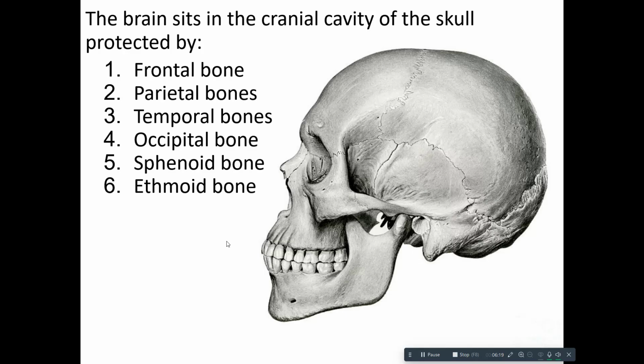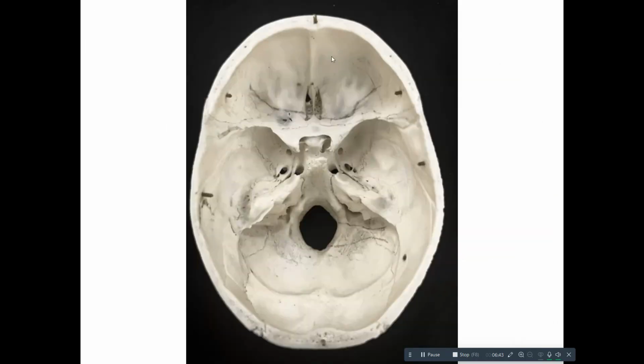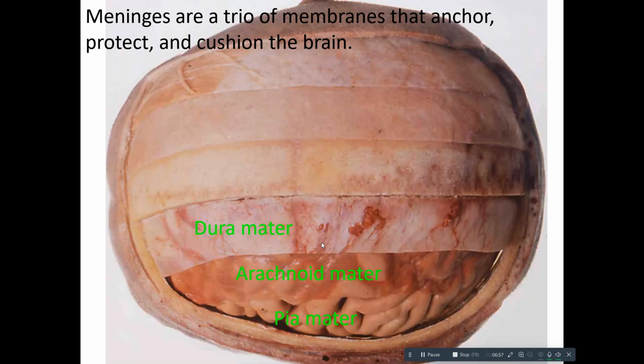Now, of course, the brain is in the cranial cavity. We met the bones of the cranial cavity previously: the frontal, the parietals, the temporals, the occipital, the sphenoid, and the ethmoid. We can see them all here, all protecting the brain. If we slice that skull again, we see the frontal, the ethmoid, the sphenoid, the temporal, the occipital, and the parietals are kind of sliced off here. All right, that's the bones.